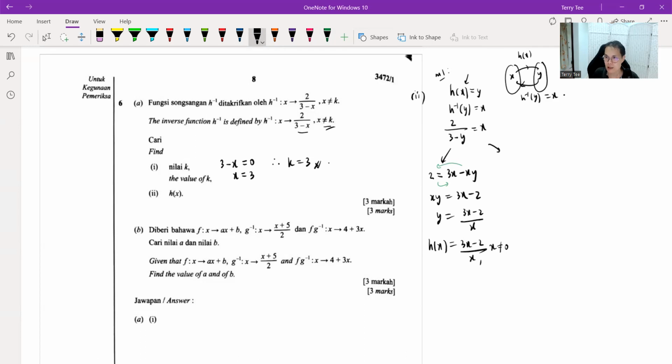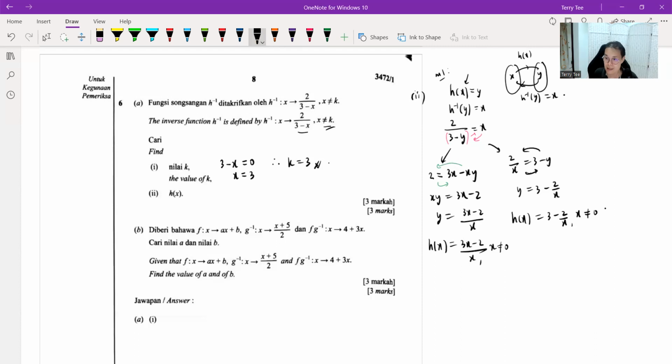Now, on the other hand, some people may say, for me personally, I don't like to do this. I like to switch up and down. 2 over x equals 3 minus y. The entire 3 minus y, I bring it up, the x, I bring it down. Just switch it over. And bring the y over, bring this over. Your y is 3 minus 2 over x. And what's your y? Your y is your h(x). Your h(x) is 3 minus 2 over x, and your x is not equal to 0.